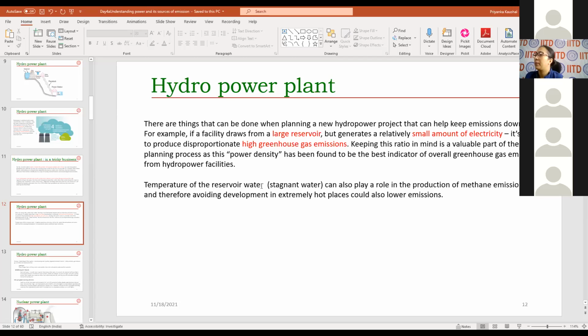Temperature of the reservoir can also play a role in production of methane emission, and therefore avoiding development in extremely hot places could also lower emission. It is primarily because it is stagnant water. When you have a dam, you create stagnant water. Water has a huge heat capacity. It can take a huge amount of energy into it. And if it is not flowing, if it is stagnant, the temperature is getting stored.